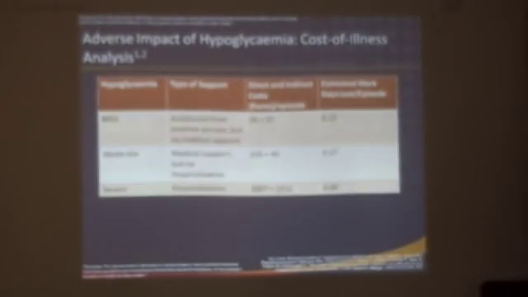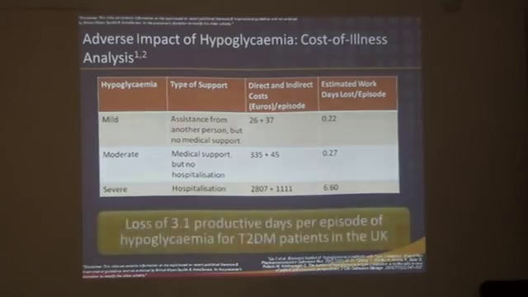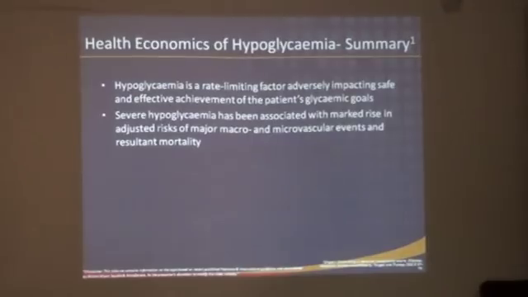What is the adverse impact of hypoglycemia? As you mentioned, these are the effects of different types of hypoglycemia. That is the cost, and that is the work days lost. Okay? The average is loss of 3.1 productive days per episode of hypoglycemia in the UK. These are figures from the UK. Unfortunately, we do not have Indian figures for this. So this is, as you mentioned, a rate-limiting step for letting patients achieve their targets.